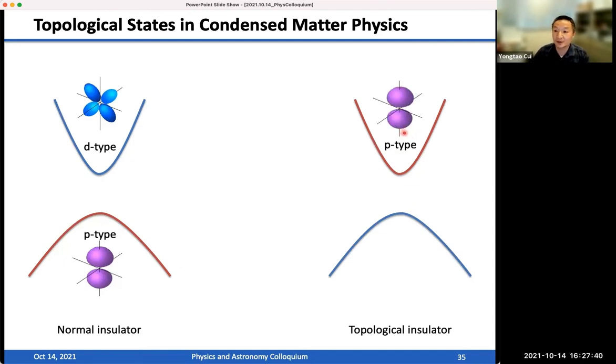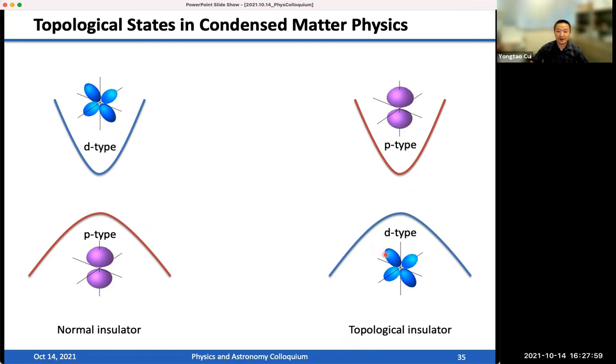So now the P orbital sits at a higher energy, it becomes the conduction band, and the valence band is the D orbital. So in this case, the order of the orbitals in the energy bands is inverted compared to a normal insulator. In this case, we can define this as a topological insulator.